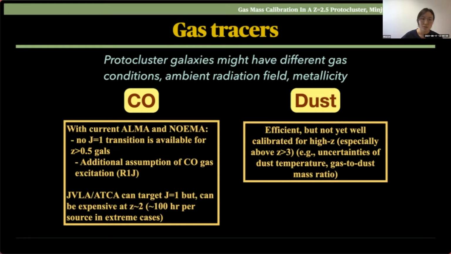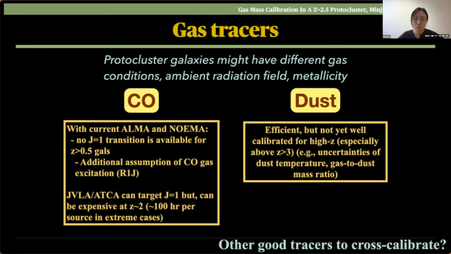You could also use the lowest CO transition, as the previous talk said, with JVLA, but it seems that it is quite expensive, especially for galaxies at the peak of galaxy formation. Dust is obviously efficient, but it is not well calibrated for high redshift galaxies, especially above redshift 3. It includes uncertainties of dust temperature and gas-to-dust mass ratio. So I thought that one might need an additional good tracer to cross-calibrate the gas mass.